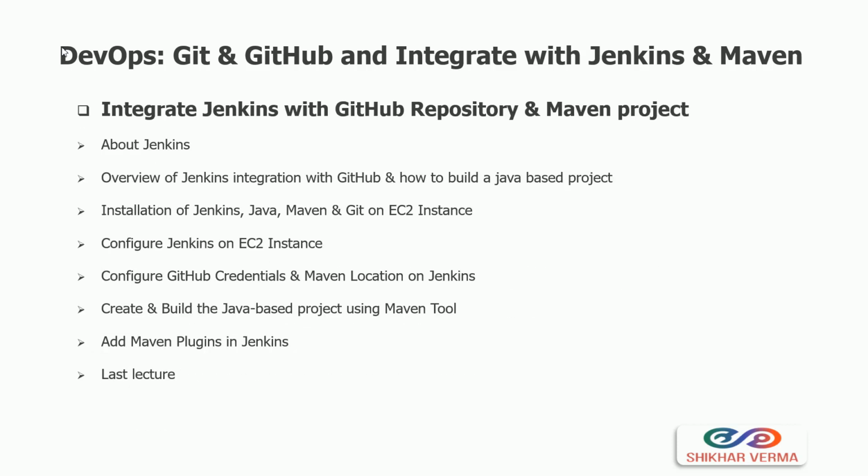The next section is the most important section. Here we'll understand how to integrate Jenkins with GitHub repository and Maven project. We'll start with Jenkins. I will show you the installation of Jenkins, Java, Maven and Git on an EC2 instance in the AWS environment. Then I will configure Jenkins on that virtual machine and show you how to configure GitHub credentials and Maven location in Jenkins. Finally, I am going to create and build the Java-based project using the Maven tool. I will also show you how to add plugins in Jenkins.